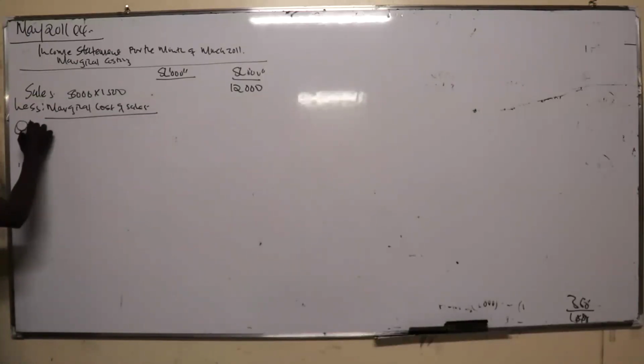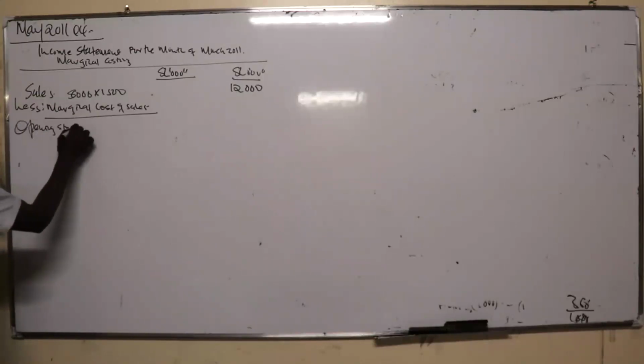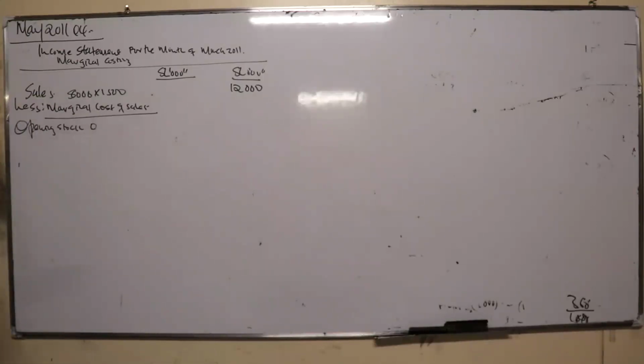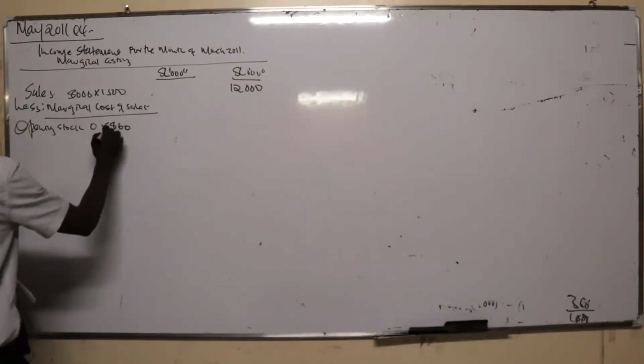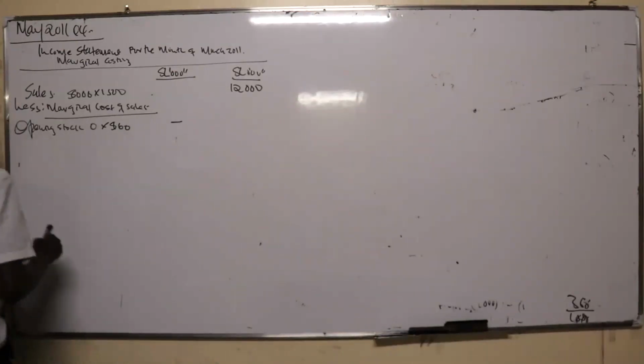You start with the opening stock in case it is there. How do you value the opening stock? We've been given the variable production cost per unit. Variable production cost is material, which is 500, plus 240, and then you also add 120. So the total will be 860, and we all know now the opening stock is nil.